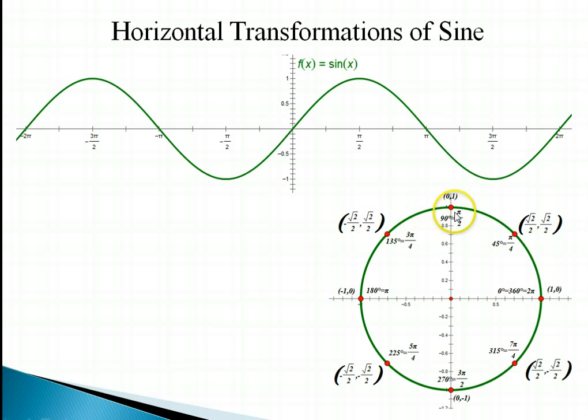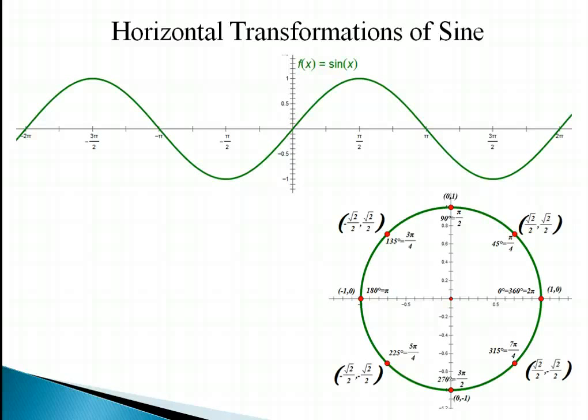The next critical point is also on an axis. This time it's on the y-axis, and that one is at pi over 2 and is giving us a high point. Then we go around to pi and we get a 0 again. And we go down to 3 pi over 2, where we're back to, in this case, a minimum point on our graph.